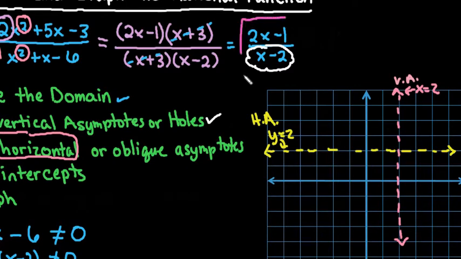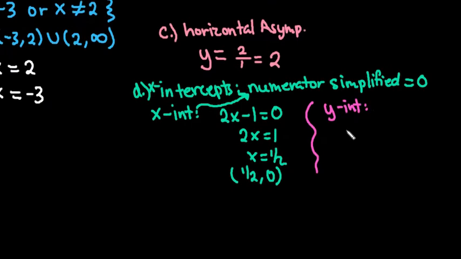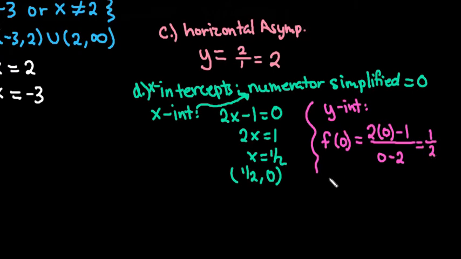So we're going to take this part right here, the 2x minus 1, when x is 0. So we would do f of 0 equals 2, and since it was 2x minus 1, we would do 2 times 0 minus 1 over 0 minus 2. If we simplify this, we get 1/2. That tells us that we have a y-intercept at (0, 1/2).